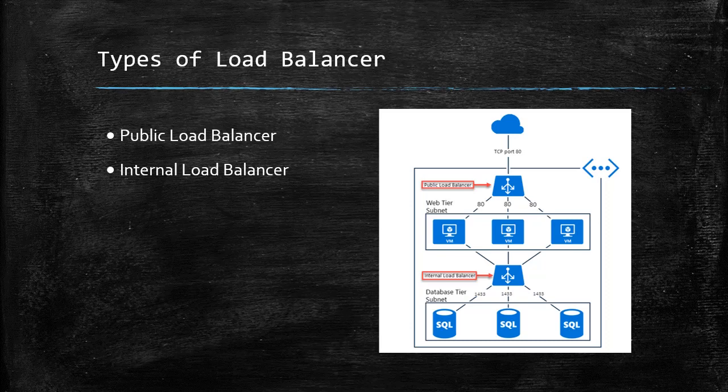The key difference between the public load balancer and the internal load balancer is the front-end IPs which are used. For the public load balancer, we use the public IP address as a front-end, and for the internal load balancer, we use an IP address from the subnet in which the internal load balancer is deployed.